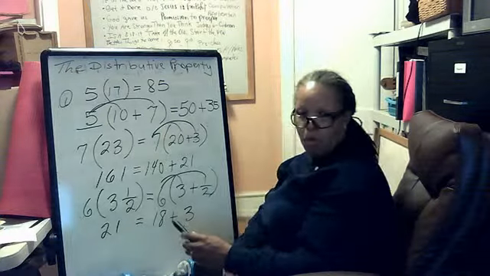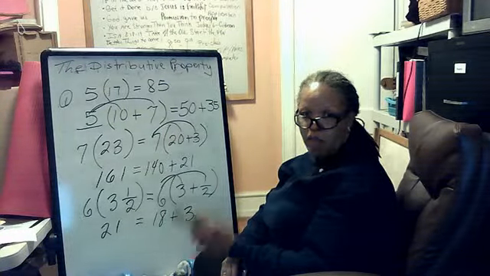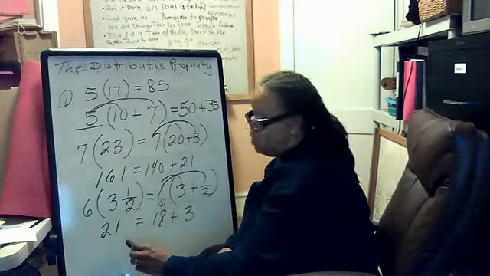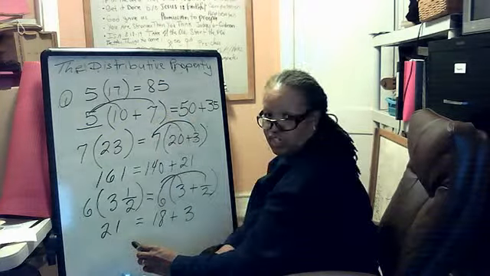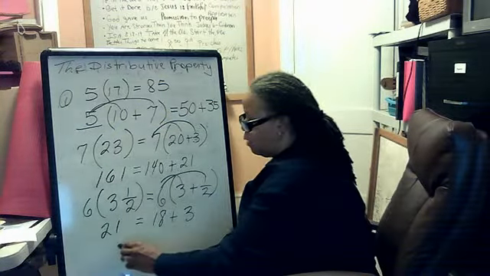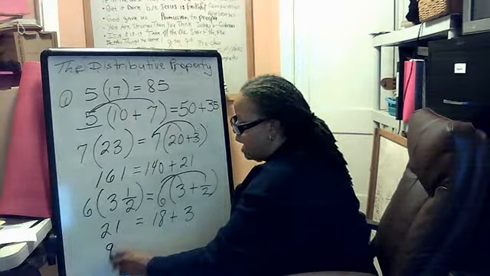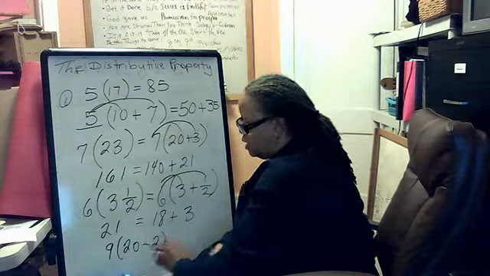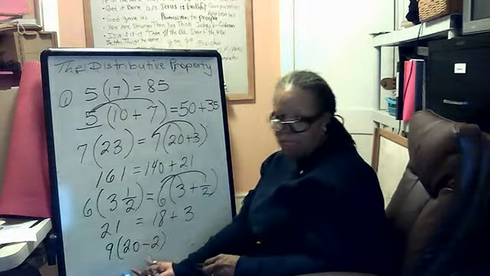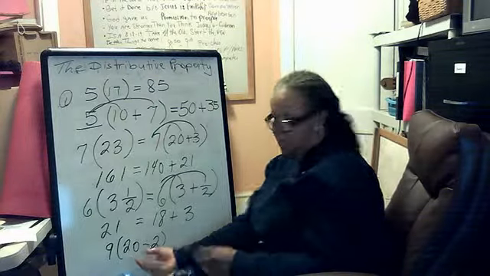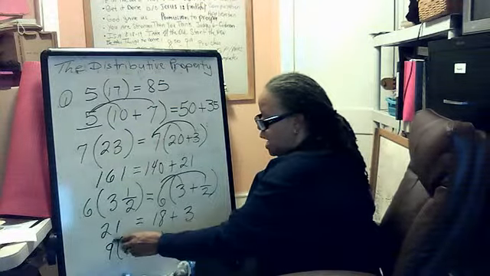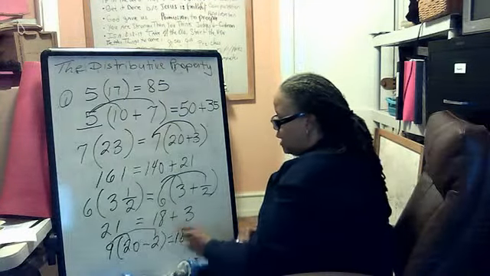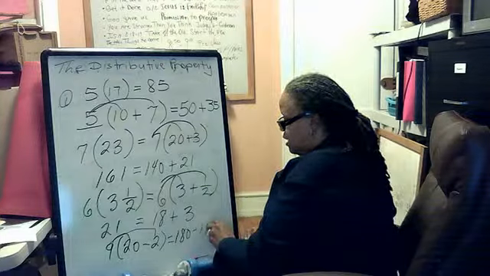All right, one more, and I'm going to pause, and we're going to come back with more on the distributive property. It's especially useful not just for addition, but can be used for subtraction as well. Let's say 9 times 20 minus 2. That's the same as saying 9 times what? 18. And that is equal to 9 times 20 is 180 minus 18. 9 times 2.